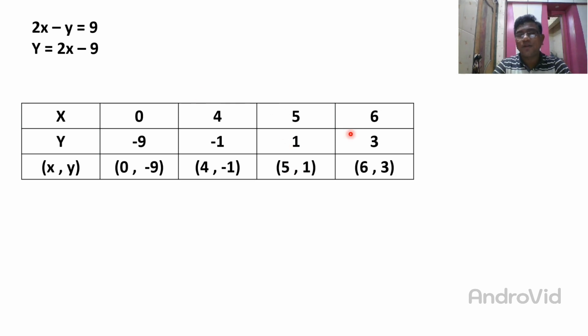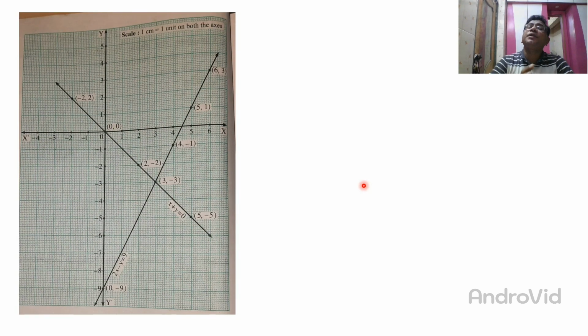So 5 and 1. X coordinate 6. So 6 2s are 12. 12 minus 9, what remains? 3. So y coordinate 3. So x coordinate 6, y coordinate 3. So we are getting 6 and 3. In such a way, you get both the tables here.